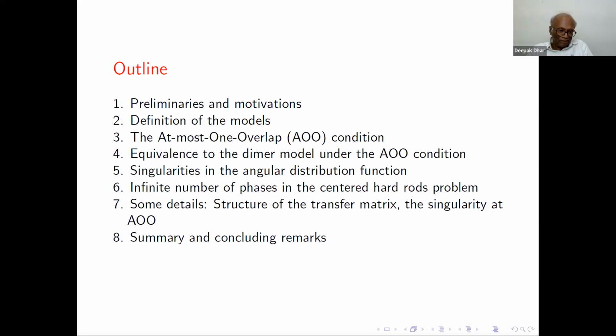And then I will explain that this particular model has an infinite number of phases. And that can be generalized a little bit. And then for the people who are interested in the mathematics of this, there is a transfer matrix for this problem. And this transfer matrix has a particular structure, which is interesting when this at most one overlap condition holds. It doesn't work as well in other cases, though it kind of works even otherwise, and then there are some concluding remarks. Okay, so let me start.